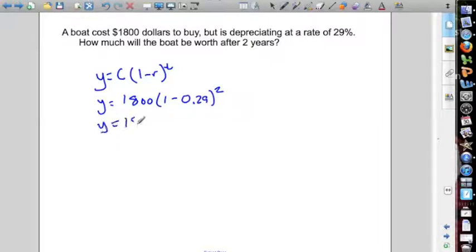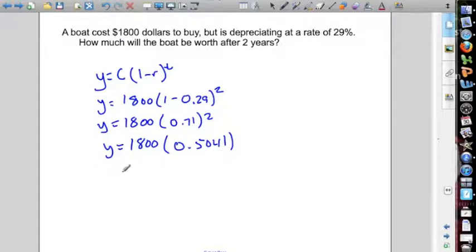And so as I look at it, remember to do the parentheses first. That comes out to be 0.71. Then square it. Stay away from doing the 1800 here. That's going to be multiplication. I got to get my exponents out of the way first. And so I have 0.5041 here. And when I multiply that times 1800, I get $907.38. Remember, any type of problem that's dealing with money, we'll always take it to the hundredth spot.